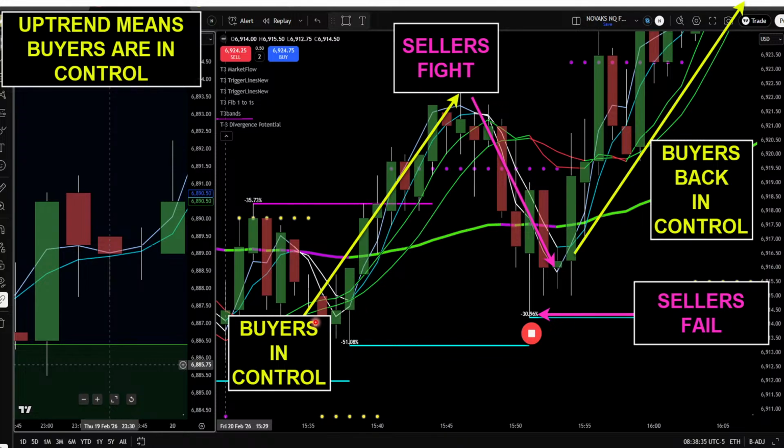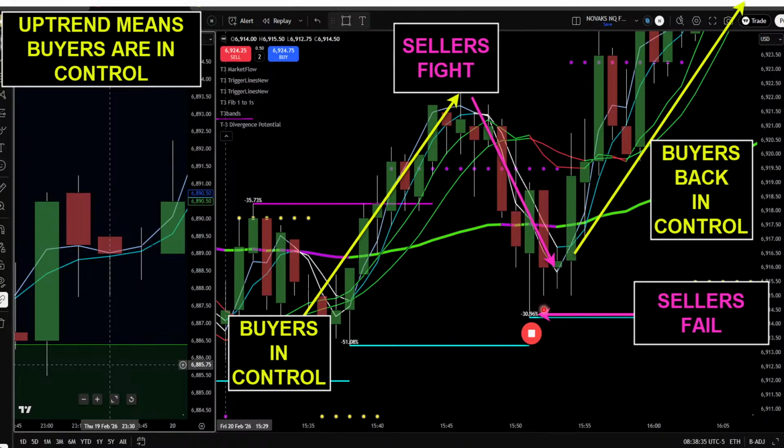So with the buyers in control, and it seems counterintuitive, we want sellers to come on the scene. We want them to show up. We want brass knuckles and blackjacks, and we want them to fight. And that sellers' fight is what's going to get you guys to your beautiful entries. And you'll be able to see the exact tick where those sellers fail. That's going to be the pivot low.